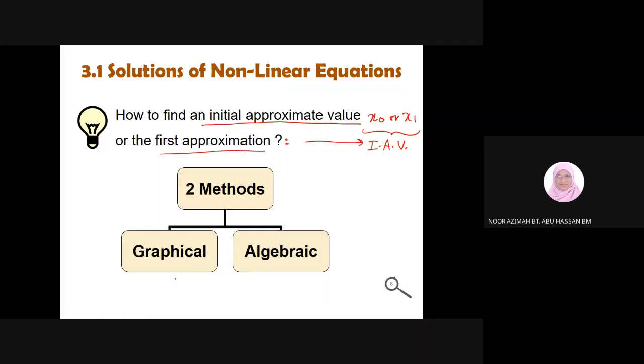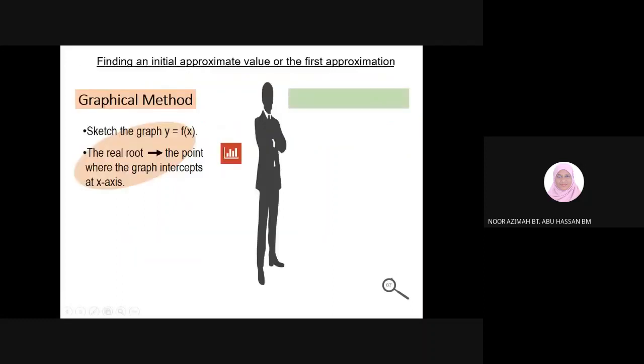There are 2 methods in finding this, either by using graphical or algebraic, if it's not given in the question. If the question states already, for example, using the first initial approximation value of x equals to 1, then you just use that given value. If it's not given, then you have these 2 options. One is by using graphical, second one is by using algebraic.